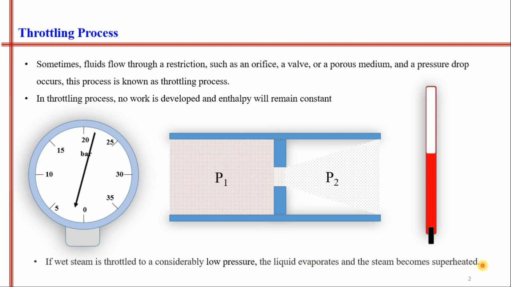If wet steam is throttled to a considerably low pressure, the liquid evaporates and the steam becomes superheated. This statement says that if we have wet steam and we make it flow through this restriction, and we can achieve a very low pressure, then the liquid present in the steam will evaporate. We can see that the pressure and temperature after throttling are reduced, and still we are achieving evaporation of liquid particles. How does this happen? We will look at this later in the video.